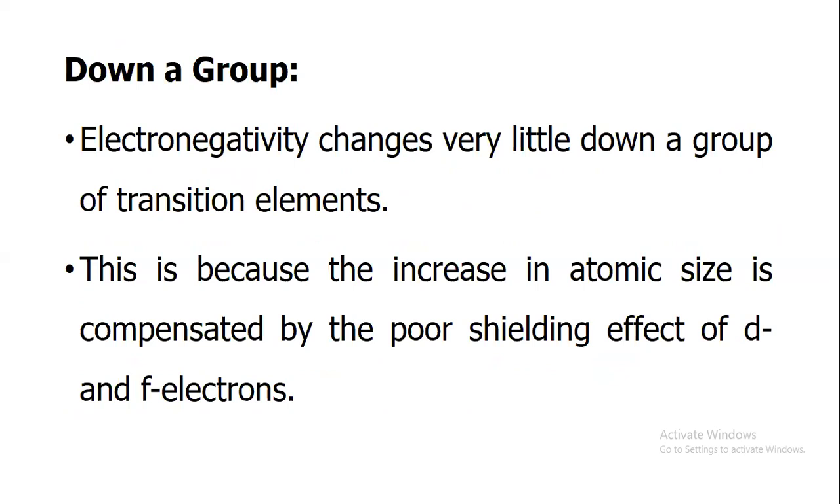Down a group, electronegativity changes very little down a group of transition elements. This is because the increase in atomic size is compensated by the poor shielding effect of d and f electrons.